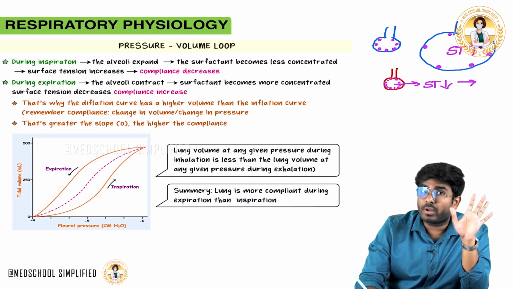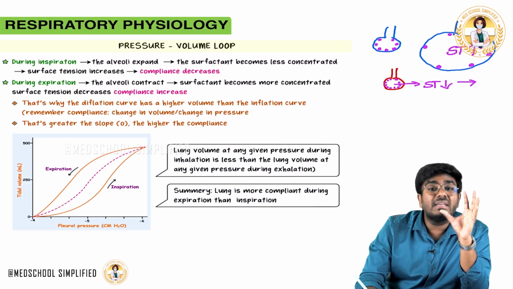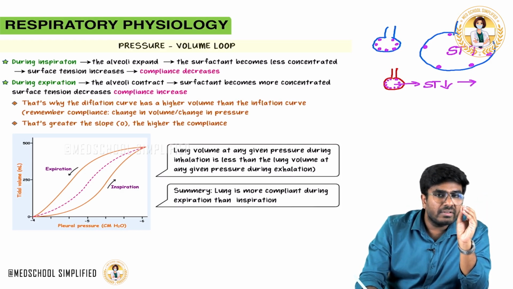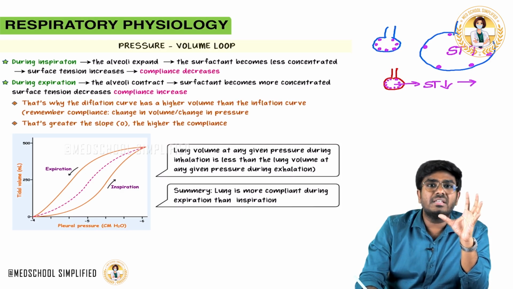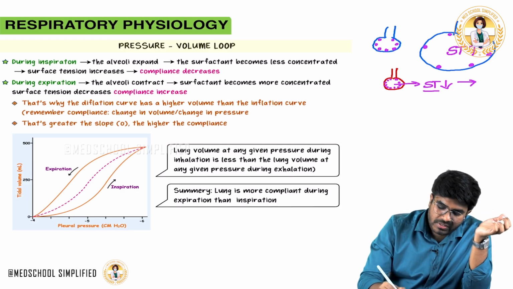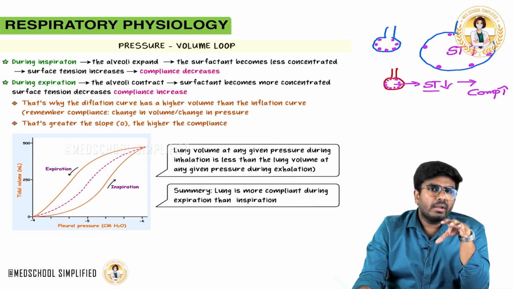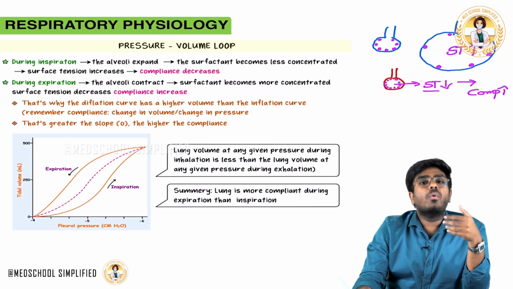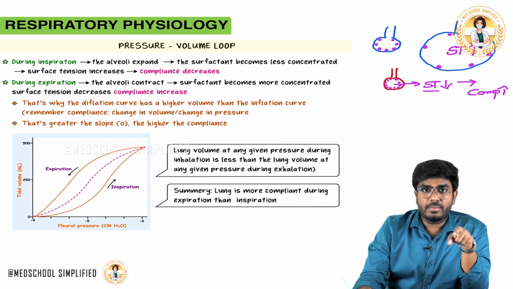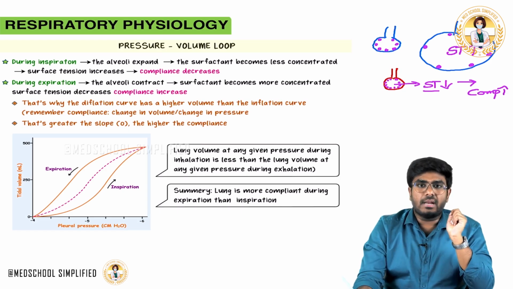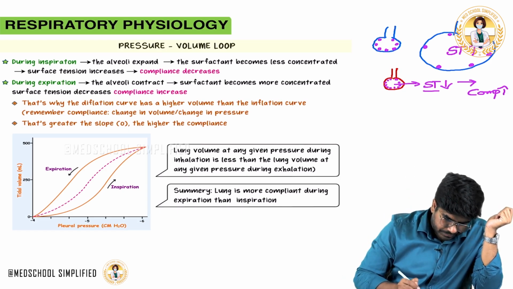Surface tension is not there, the collapsing force is not there, the recoiling force is not there. So now the lungs are more easily stretched. With a little pressure, the lungs will be easily stretched. So surface tension decreases and compliance increases. How can we say that lungs are more compliant during expiration? By looking at this graph. Now we will see that.